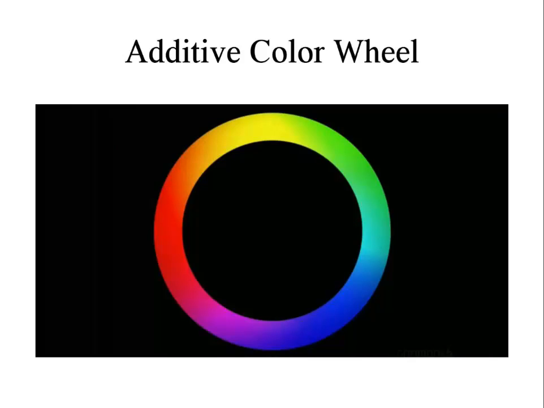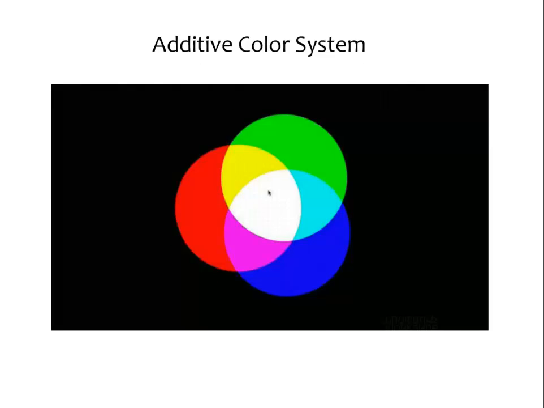So why is it called the additive color wheel? Well, if you mix all those colors together, you will get white light. And this is why we have the RGB color system that is being used by your monitor.